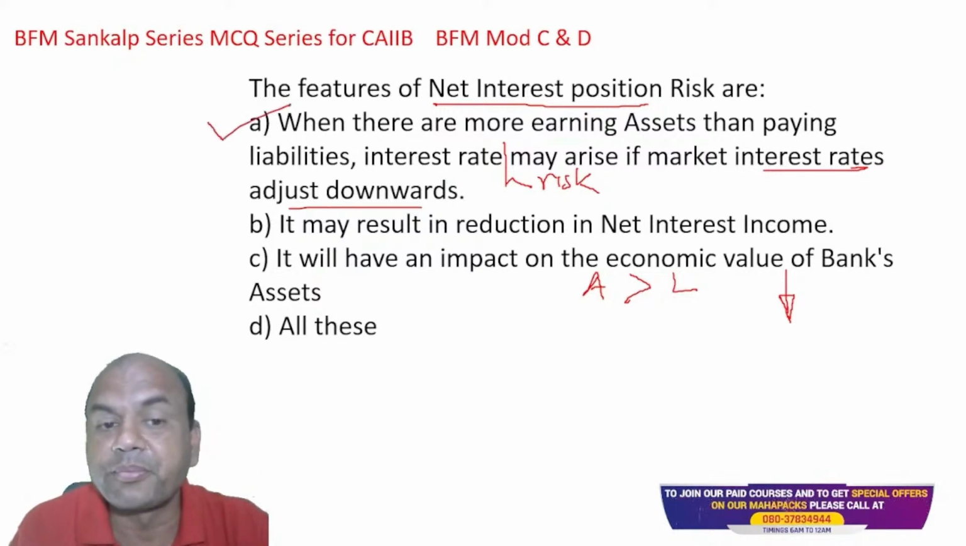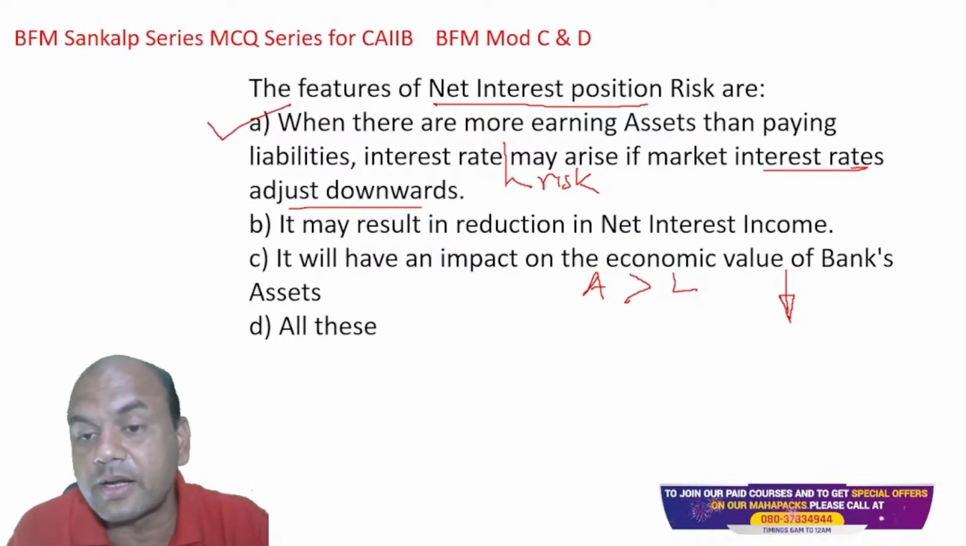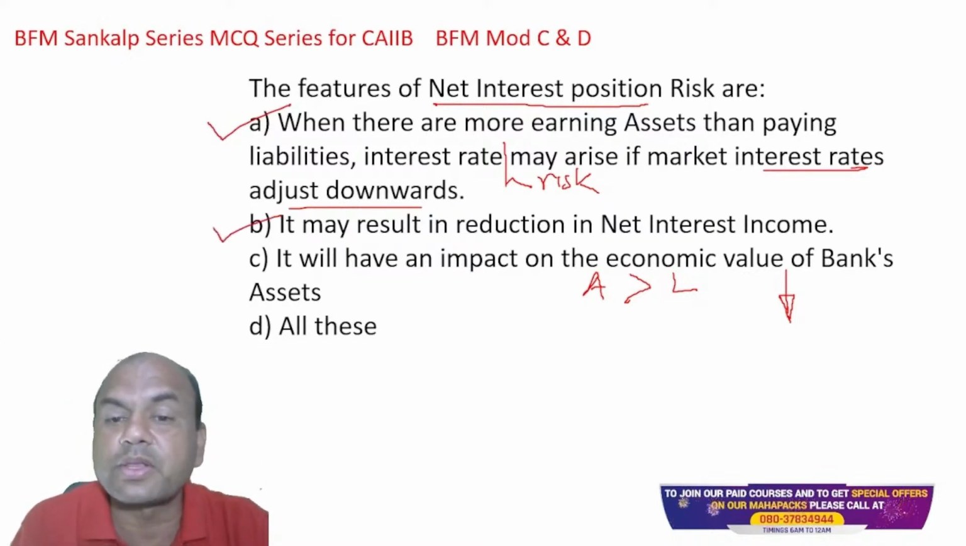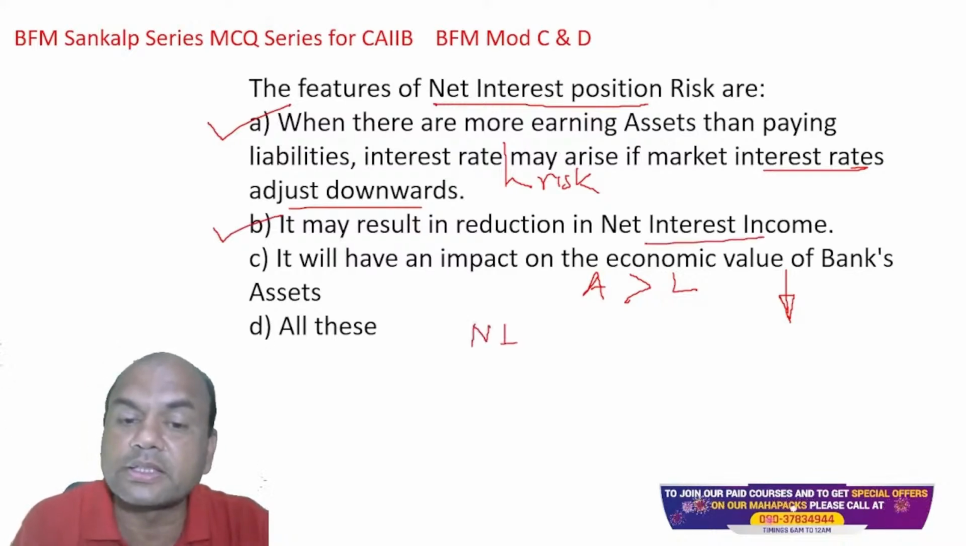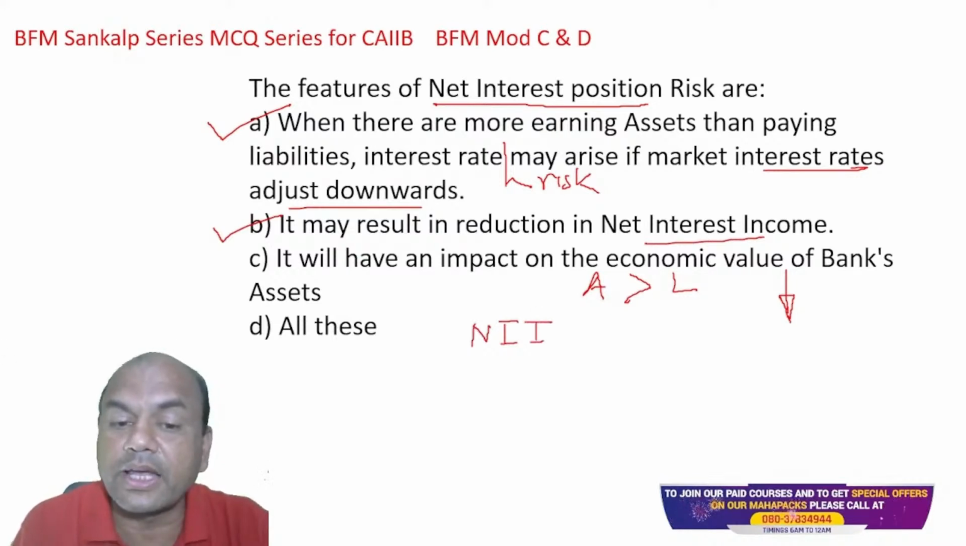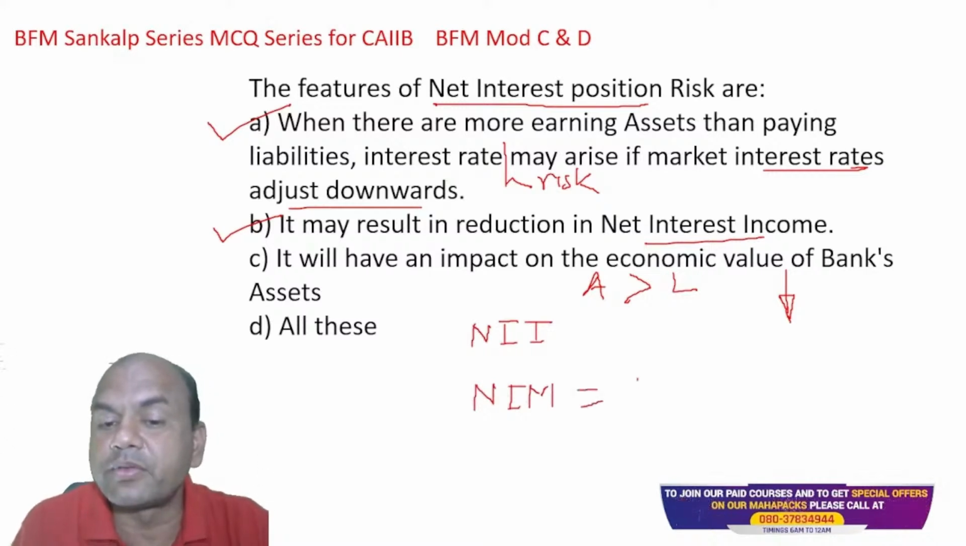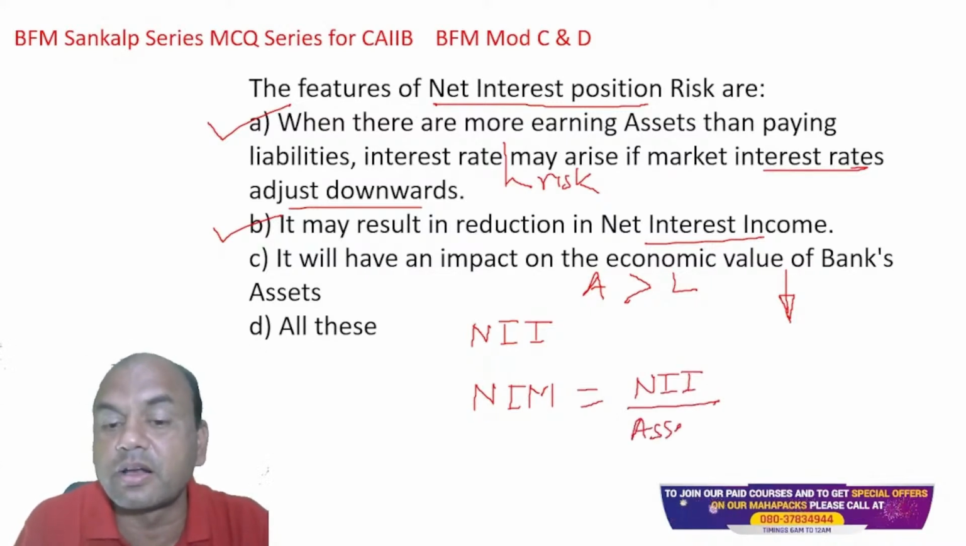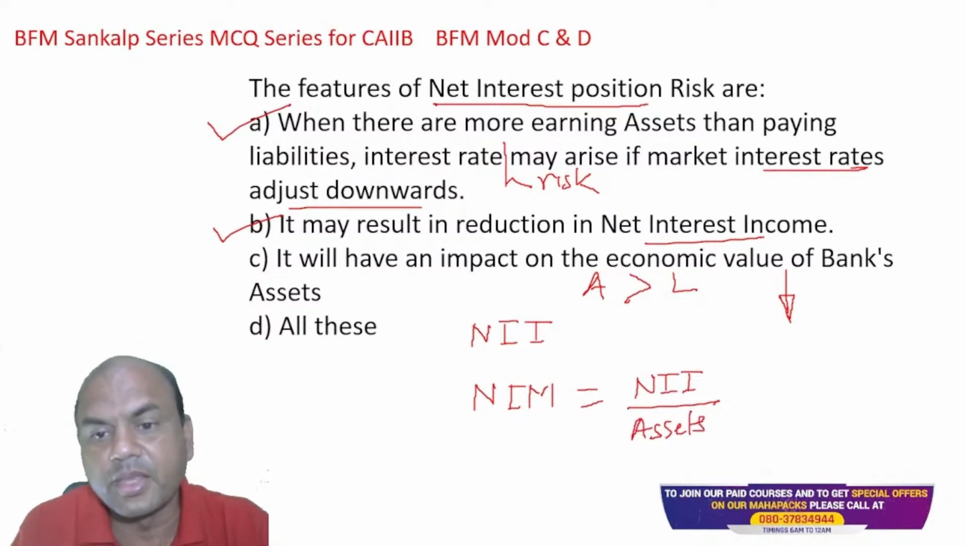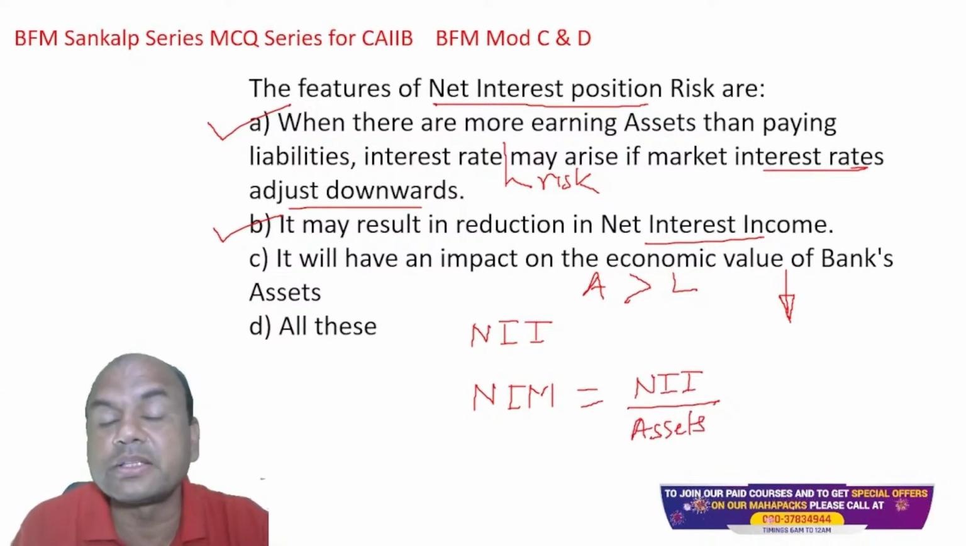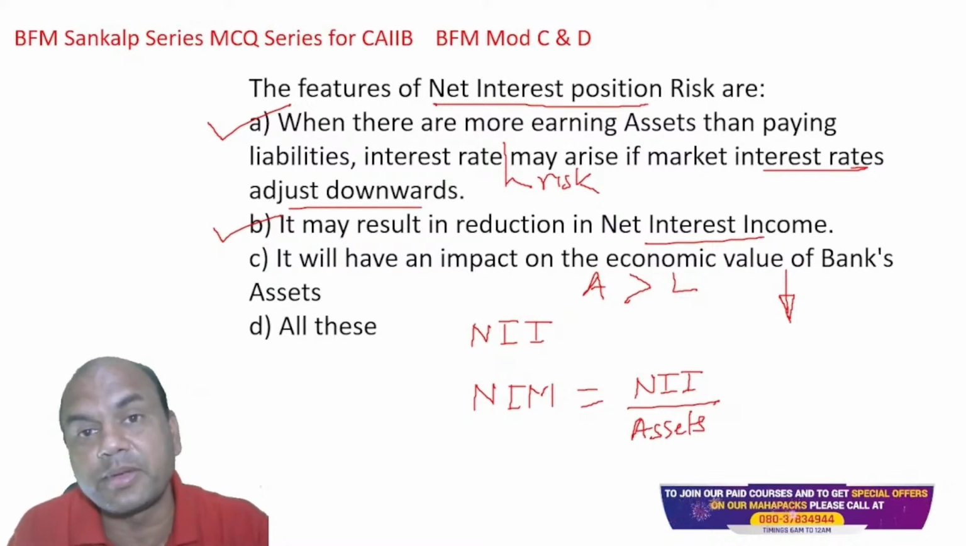What about B? It may result in reduction of net interest income. So that is also true. It may result in reduction of NII. What is the difference between NII and NIM? NII means net interest income. And NIM, what is the difference between these two? NIM equals NII upon earning assets. Actually, you can write it as assets also, but it's actually earning assets, not NPA ones. So this is NIM, and NII means net interest income, the difference between your interest earned and interest paid.